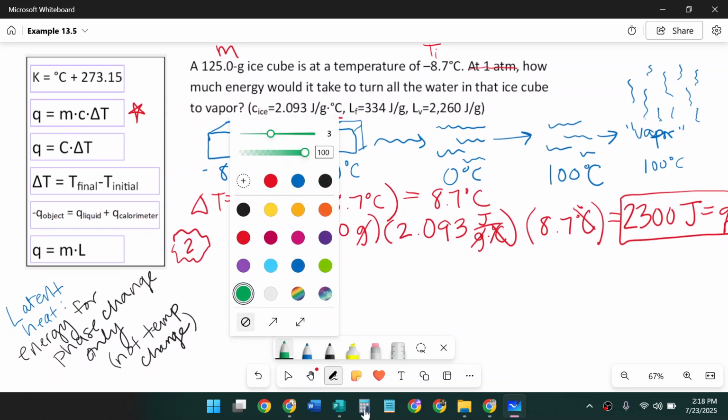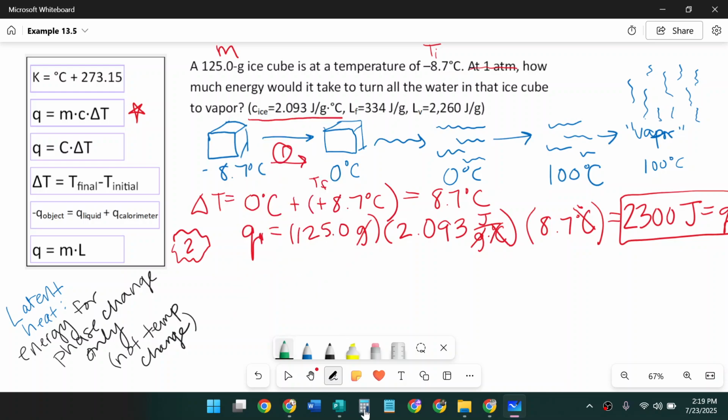Let's change color. So now we're going to go, actually let's do blue. Now we're going to go this one. This is going to be our step 2. We're not actually changing temperature here. We're just changing phase from the solid ice, or the solid water, I guess you can say, to the liquid water. So this is where we're going to use our newest formula that we've recently learned, where our Q is just mass times that latent heat. So our mass is still 125. We haven't changed mass because that doesn't change.